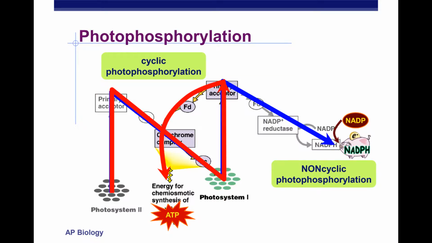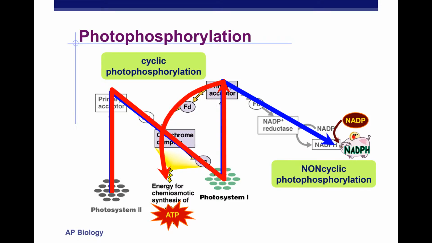Now, the light-dependent reactions can happen in 2 ways. They can be cyclic, or they can be non-cyclic. When the system ends in the production of both ATP and NADPH, so if you follow this blue line, which you can kind of see, this is going to be non-cyclic photophosphorylation. We go in one way, we come out another way.